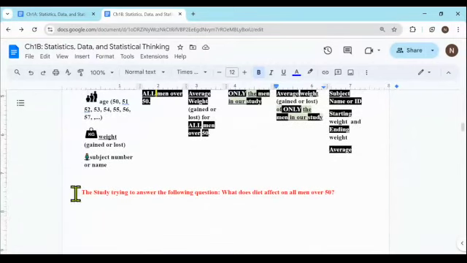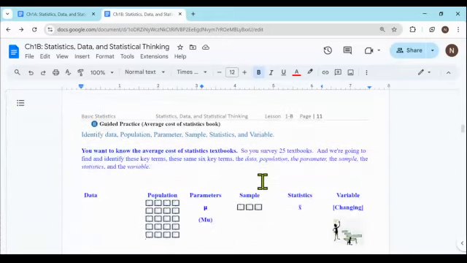Here the study is trying to answer the following question: what does the diet affect on all men over 50? That's for the population, correct? But we are taking a sample. Move on. Here is another guided practice.